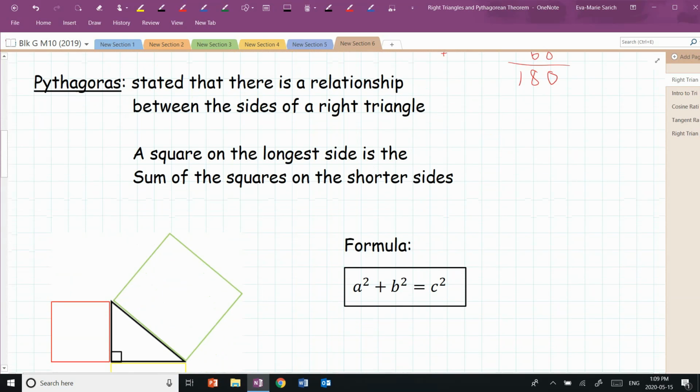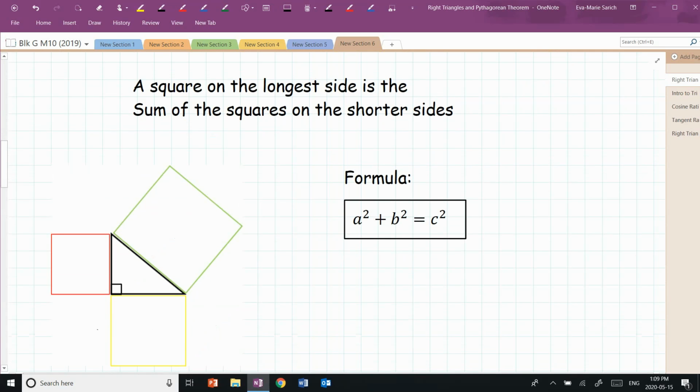Now the next part is on Pythagoras' theorem. Pythagoras was a famous mathematician that came up with an idea that there was a relationship between the sides of a right triangle. Okay? And what he figured is that if we draw a square on the longest side, so I've got a little picture here, right? There's our right triangle. This only works with right triangles. And remember, that's our longest side here.